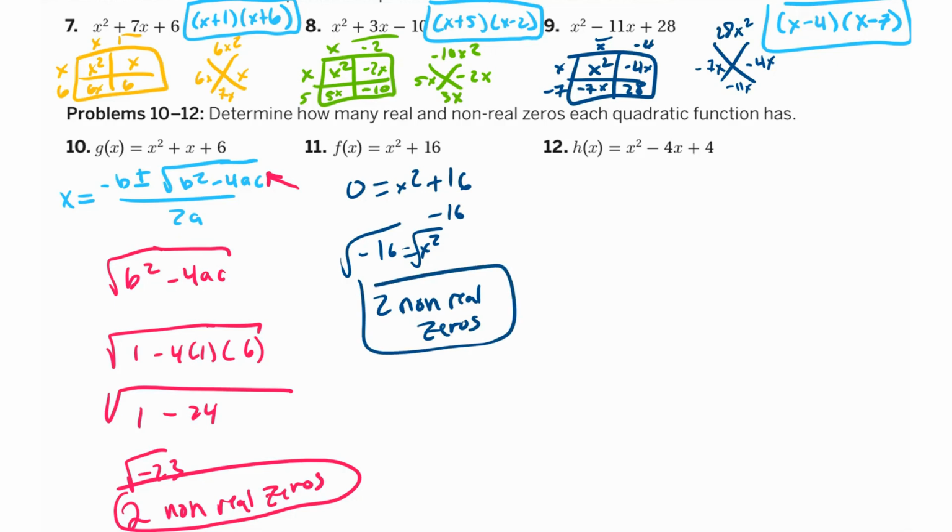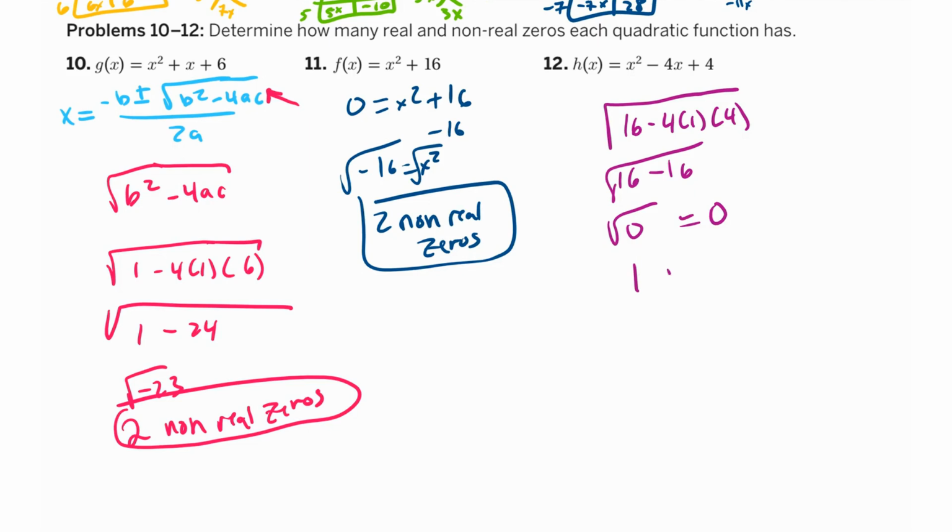And the last one, I'll go ahead and go back to my b squared minus 4ac. So b squared is 16 minus 4 times 1 times 4. 16 minus 16. And the square root of 0 is just 0. And therefore, I'm going to get one real solution or one real zero.